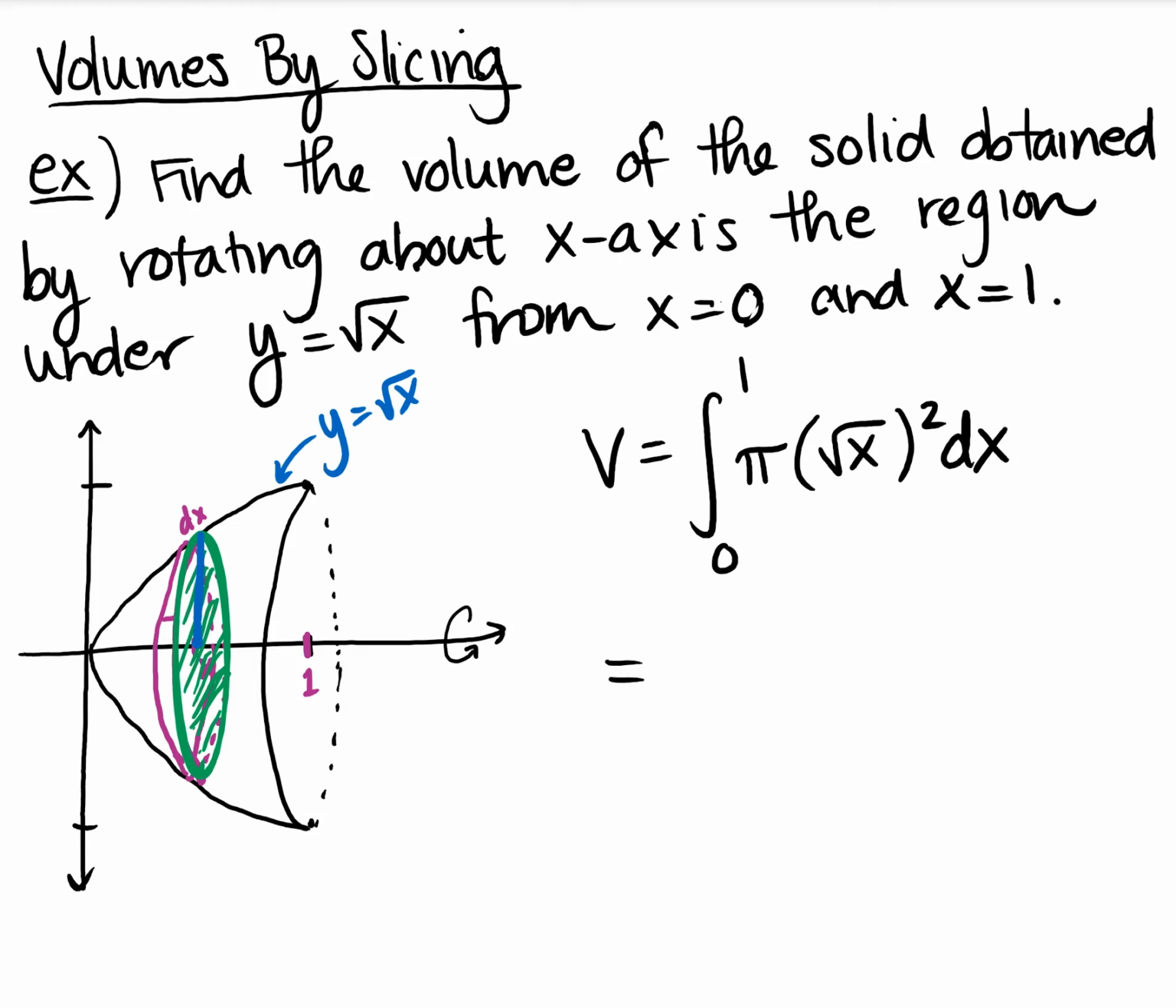I know that's weird to think about, but that's obviously just pi times x. The antiderivative of x is 1/2 x squared, evaluated from 0 to 1. So it looks like we get pi over 2 as the area of this solid. Okay, I don't know the units on it.